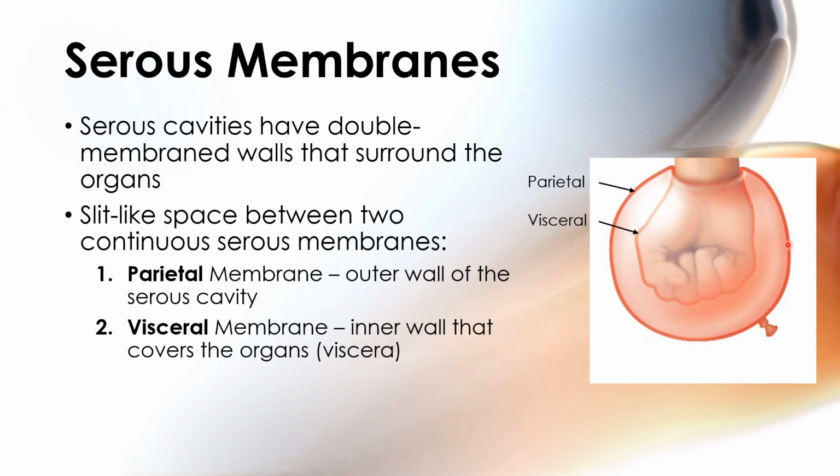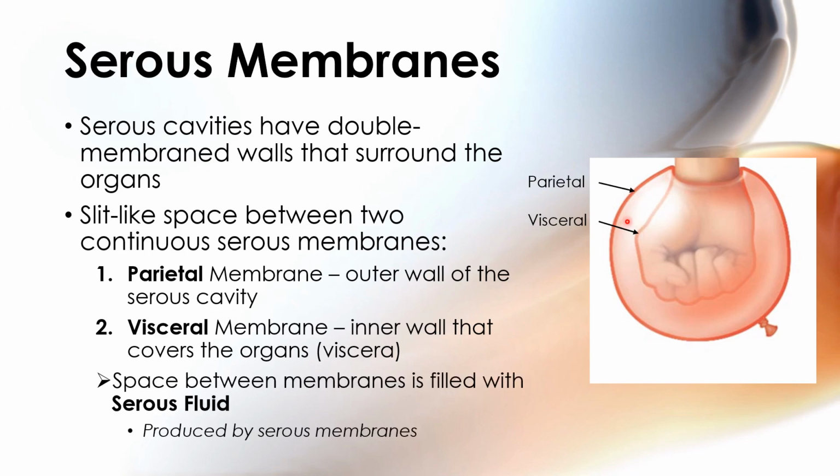Now we have two membranes, one that's right up against the heart or the hand, and then one that is outside, not right up against the heart, but maybe up against the body wall. So those are the two different membranes. The outer membrane is the parietal membrane, and the one that's right up against the organ is the visceral membrane. And then there's a space in between full of fluid.